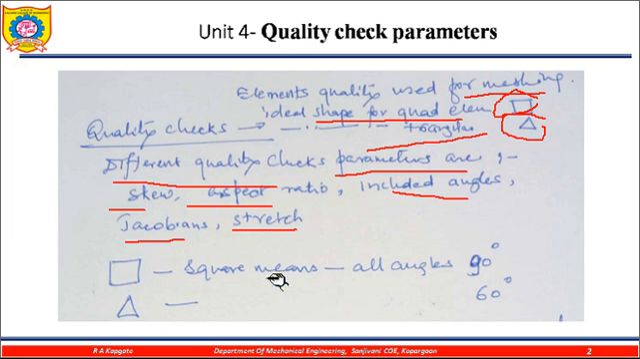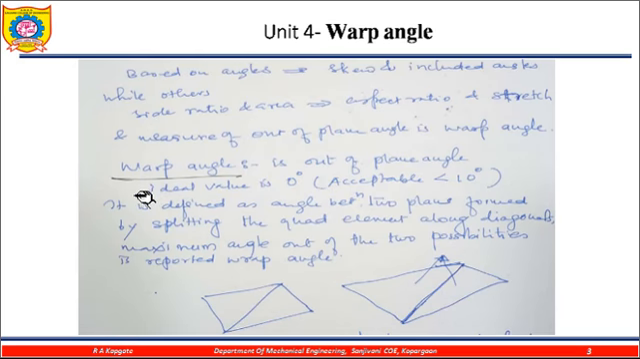We know very well, when we consider the square element, all angles must be 90, and when we consider the triangular element, all angles must be 60, and according to that we are defining various quality check parameters. So the very first parameter is called the warp angle. Now warp angle means what? That is the out of plane angle.